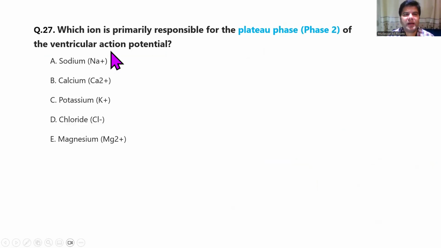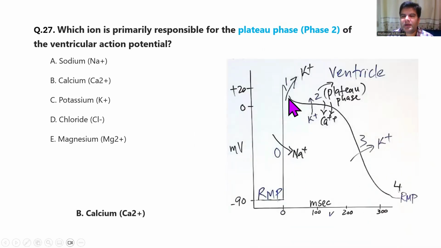The next question is: which ion is primarily responsible for plateau phase two of the ventricular action potential? Options are A, sodium; B, calcium; C, potassium; D, chloride; E, magnesium. And the answer is calcium. You can see here in the action potential of the ventricular muscle, calcium is mainly responsible for prolonging phase 2, or the plateau phase.